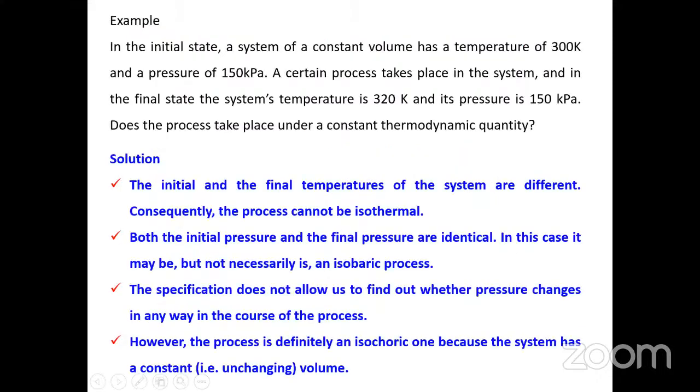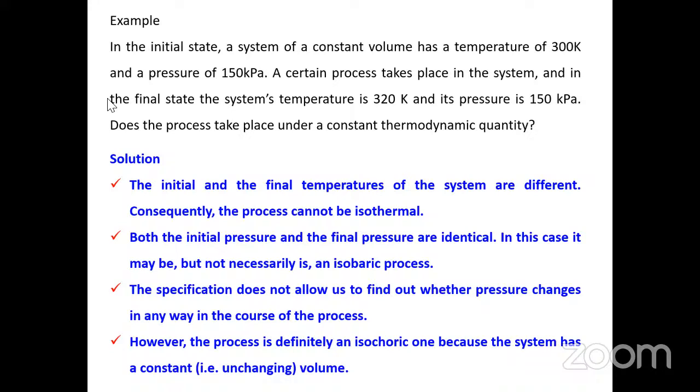So we have several processes that can take place at constant thermodynamic property. So let's see an example here. This is an example I want to show you. Initial state of a system, the system of a constant volume. Note all these properties. At a constant volume, it has a temperature of 300 Kelvin and a pressure of 100 kilopascals.